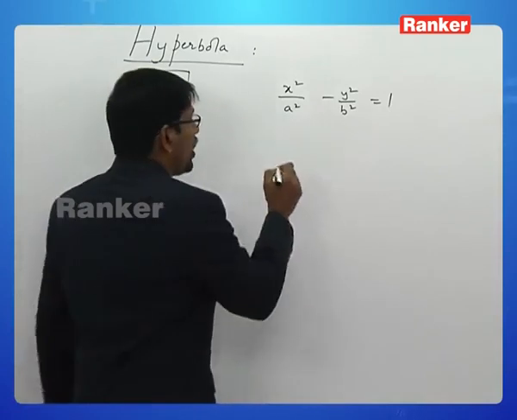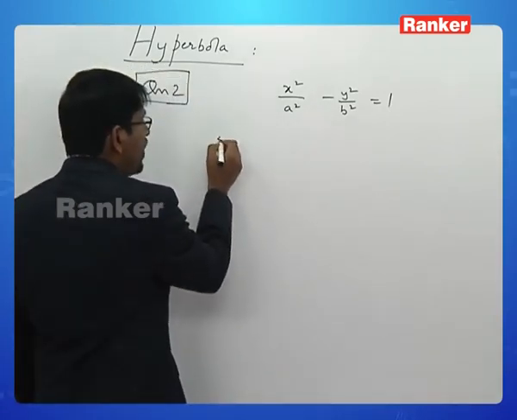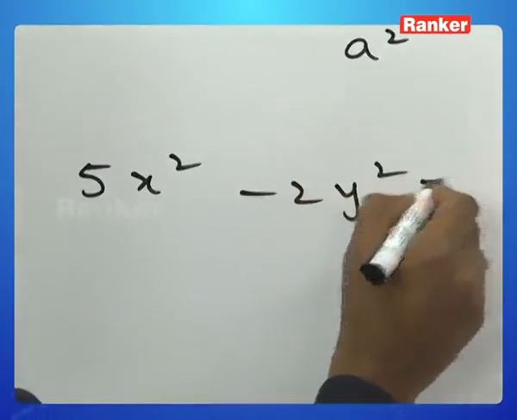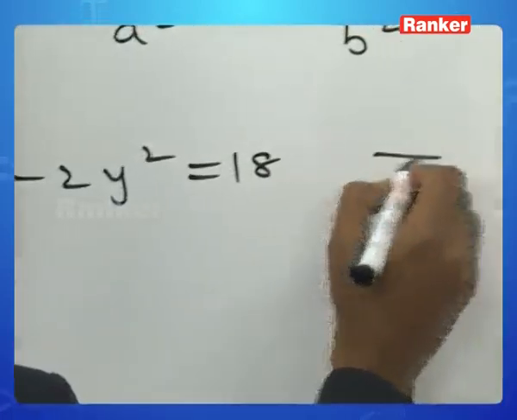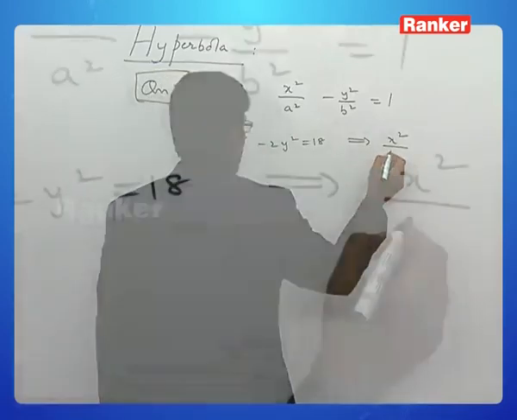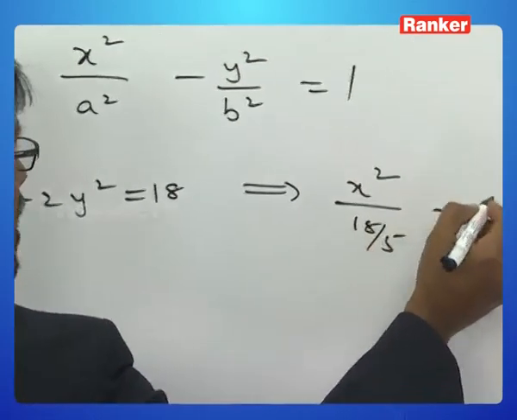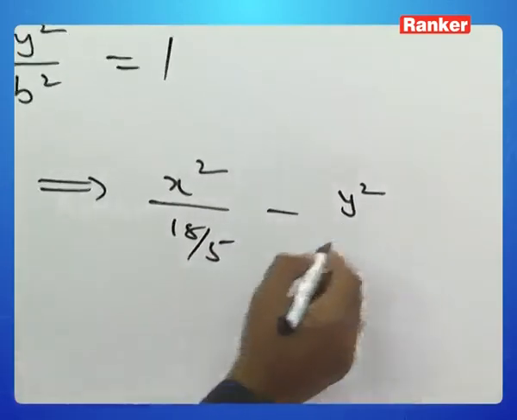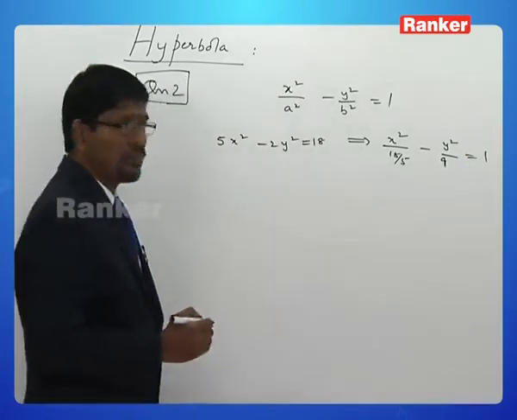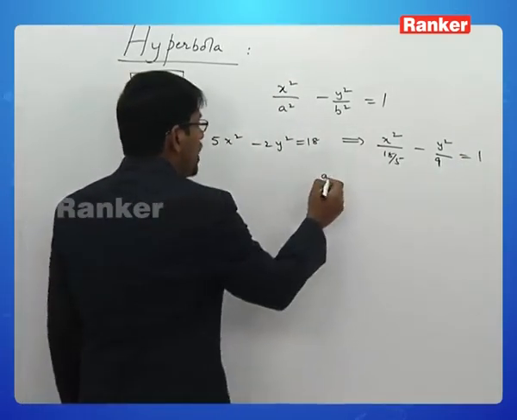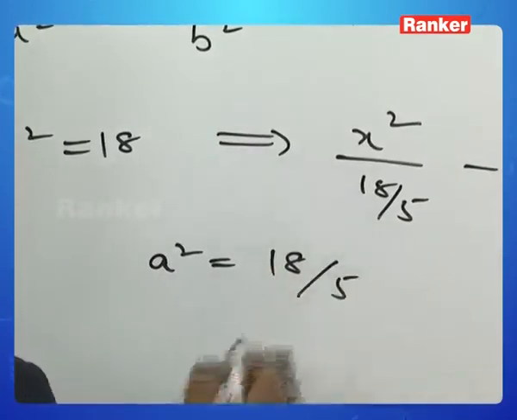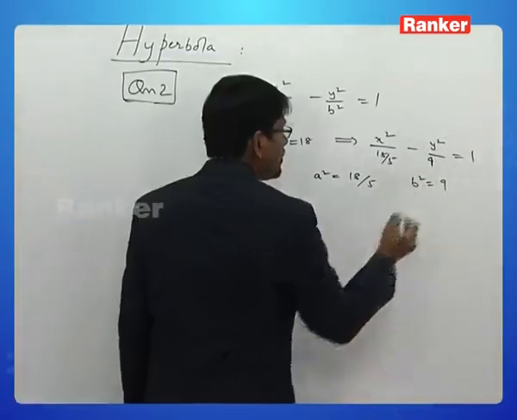Here we are given the options, 5x square minus 2y square is equal to 18. That implies we have x square by 18 by 5 minus y square by 18 by 2, that is 9, is equal to 1. Now here, comparing with this standard form, a square is equal to 18 by 5, b square is equal to 9.